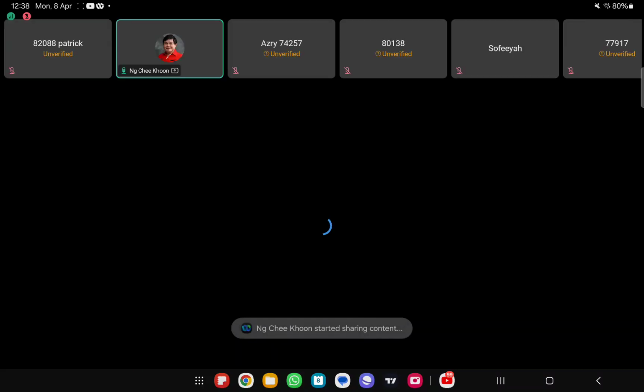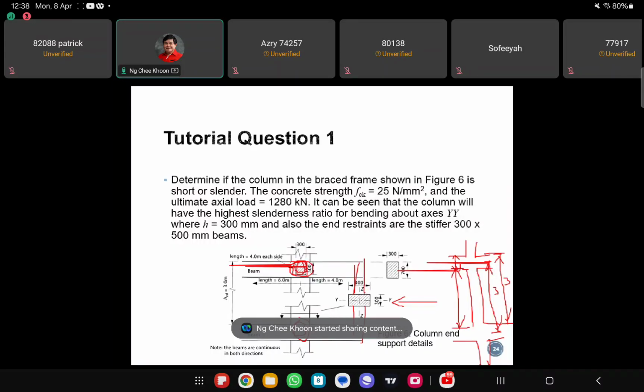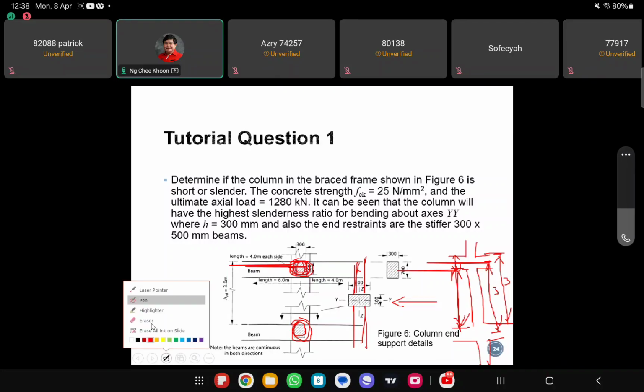This one, okay? So this beam and this beam will be resisting the y-axis bending, yeah? So meaning that it is the 500 mm deep beams on the top and the bottom, right? So the clear height is this dimension here. Probably let me explain it again now.